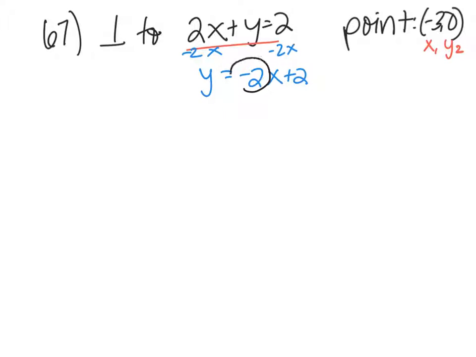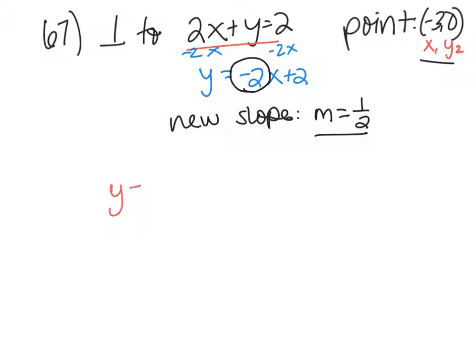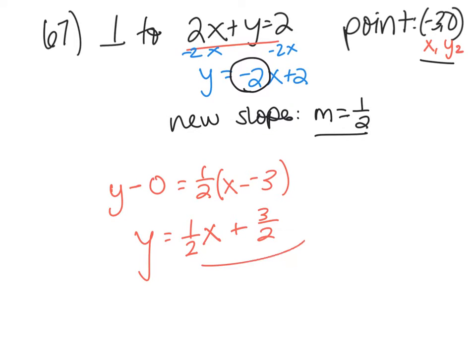Remember, the coefficient of x is our slope, so our slope is negative 2, which means this new slope for a line perpendicular to that will be the opposite reciprocal. So positive 1/2. Now we have our m, we have our point, and we can just plug into point-slope form. So we have y minus 0 equals 1/2 times x minus negative 3. Simplify that out really quick. And we have y equals 1/2 x plus 3/2.